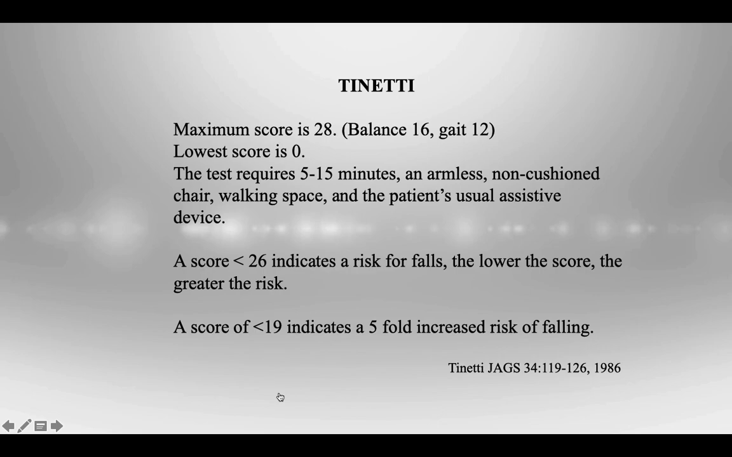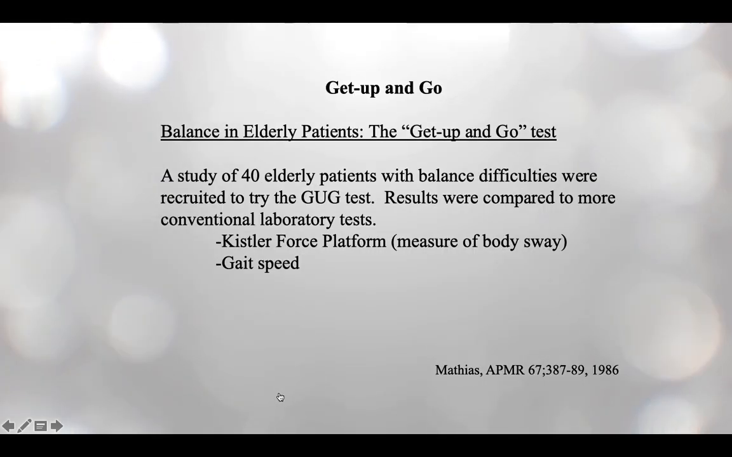A score lesser than 26 indicates a risk of fall, lower the score, greater the risk. A score lesser than 19 indicates a 5 times increased risk of falling. So 26 to 28 is normal. Score lesser than 26 says that yes, the patient is having a risk of fall. जितना 26 से कम होता जाएगा उतना ज़्यादा risk बढ़ता जाएगा. As soon as the score comes lesser than 19, that means the patient is having 5 times more chances of fall. So this was your TINETTI balance and gait assessment test, which is performance oriented.